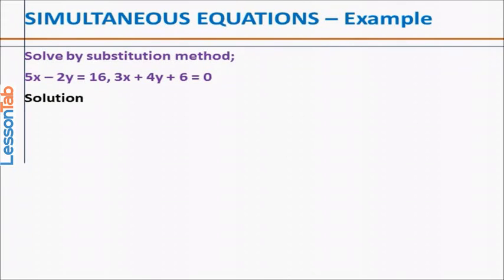The first example that we're going to look at tells us to solve for the values of x and y given a system of equations. The equations that were given are 5x minus 2y equal to 16, 3x plus 4y plus 6 equal to 0.